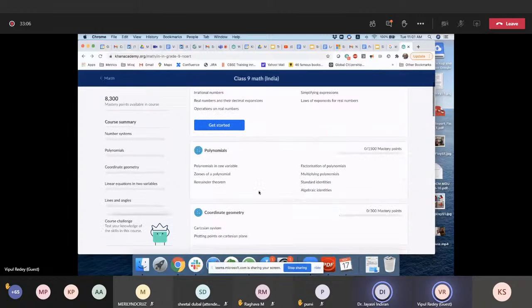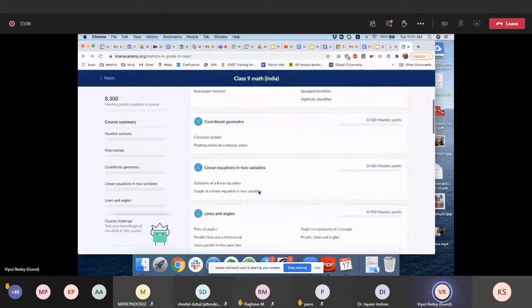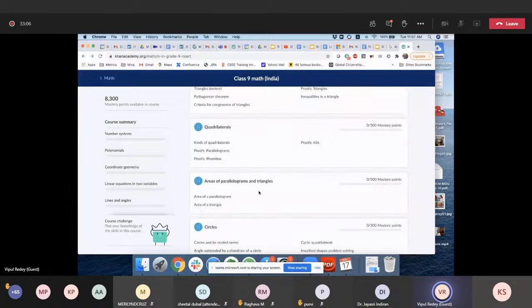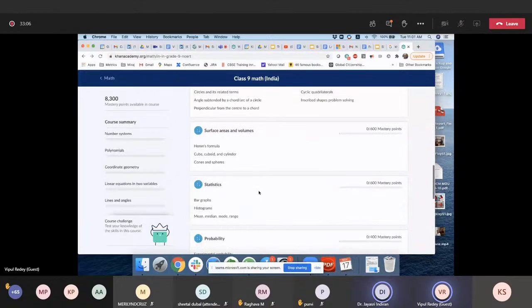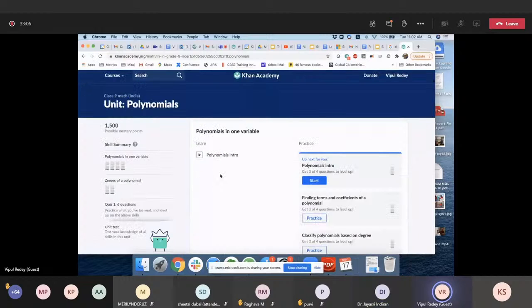So the idea is to make it very easy for a teacher in a CBSE school anywhere in the country to be able to find this content. Over here, I would get two things. One, I would be able to learn using the video, and then I would be able to practice using these exercises. So, to learn, I'd go into the video itself.